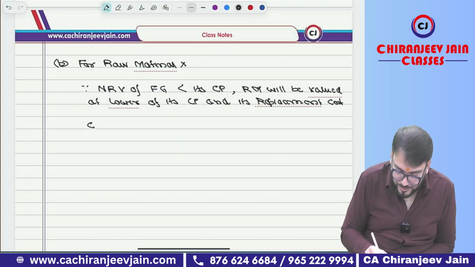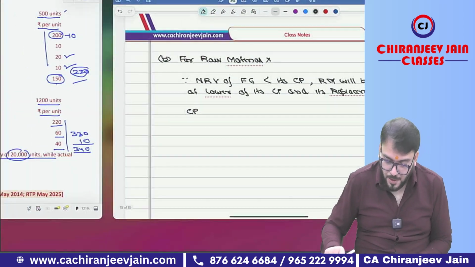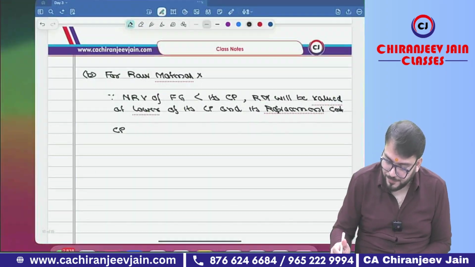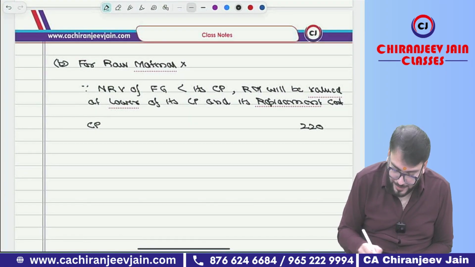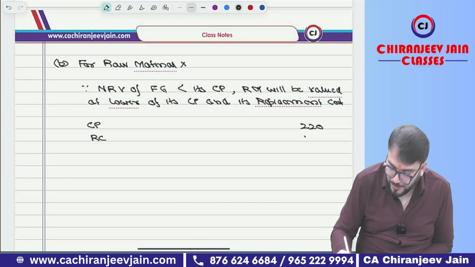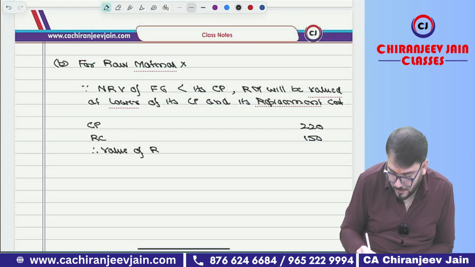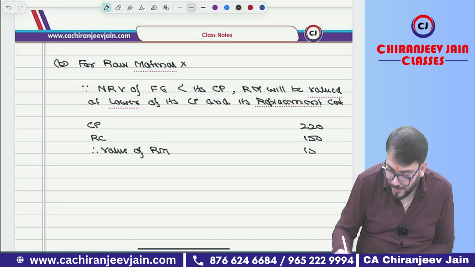What is the cost price? That is 220 and replacement cost 150. Therefore, the value of raw material will be 150.